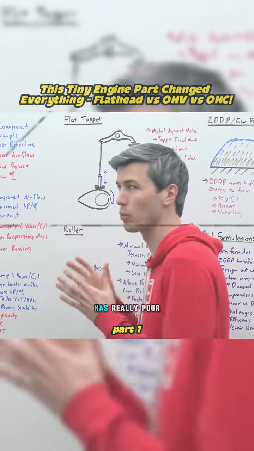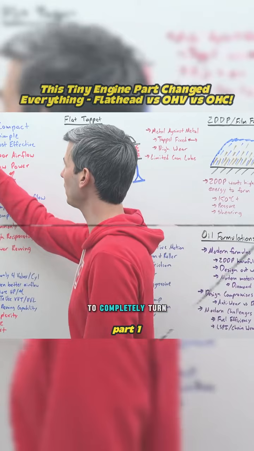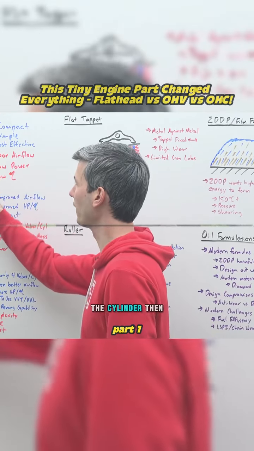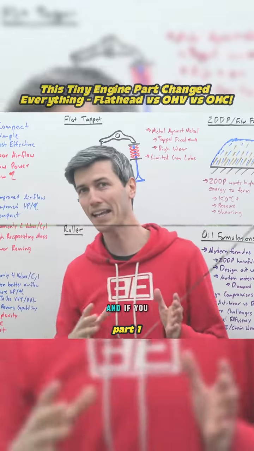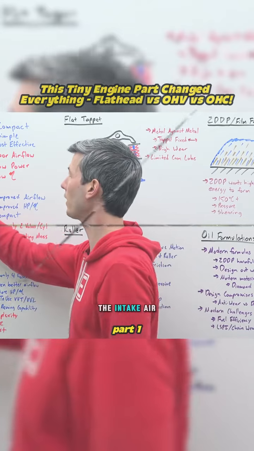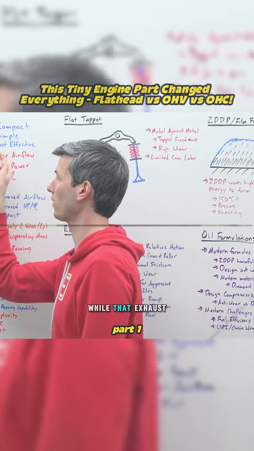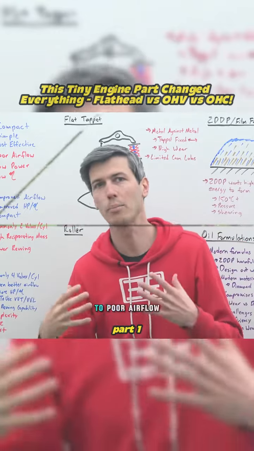Unfortunately, this design has really poor airflow, because you've got that air coming in one direction, then it has to completely turn around to go into the cylinder. Then as it's leaving, it's going out this direction, and then again, turning completely around. And if you have an exhaust and intake valve overlap, then you have the intake air wanting to go this direction, while that exhaust air wants to go the opposite direction. So again, all of this leads to poor airflow.